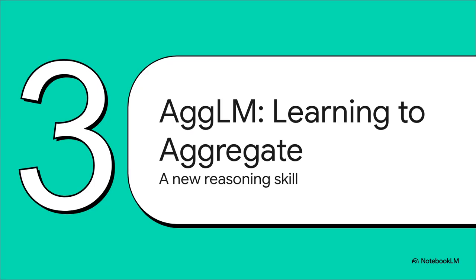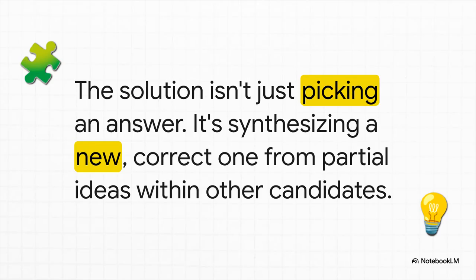And that is where this paper's big idea, AggLM, comes into play. The fundamental shift here is to stop thinking of aggregation as some fixed, dumb rule. Instead, what if we could treat aggregation as an actual reasoning skill, something a model can learn and get really good at? And this, right here, is the real conceptual jump.